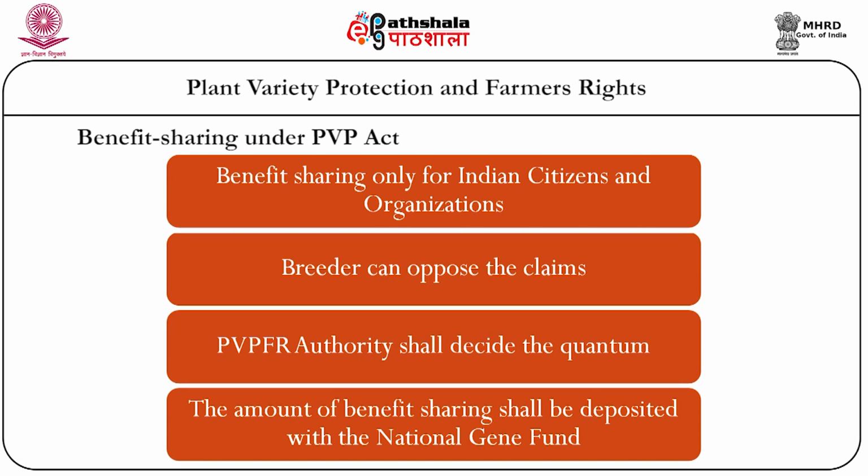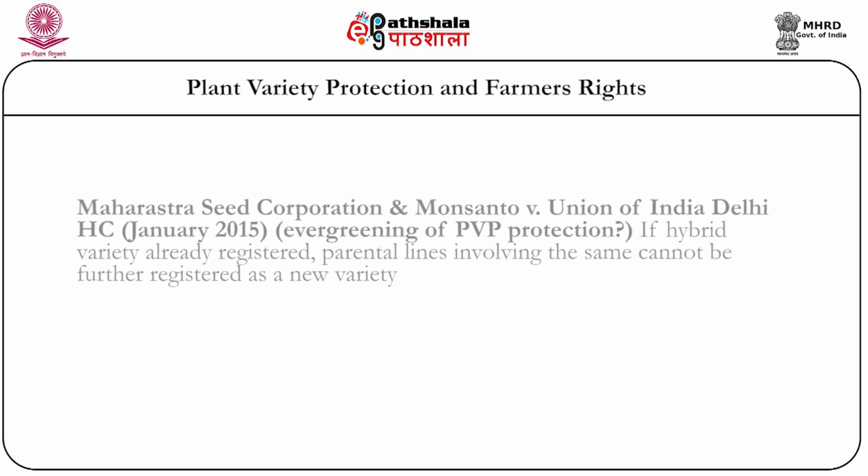Now, there is a very recent case that exposes how breeders have sought to evergreen the protection available under this Act. In Maharashtra Seed Corporation, Monsanto and others versus Union of India, the Delhi High Court in January 2015 had a very important question to answer. The question was, if a hybrid variety is already registered, whether parental lines involving those can be registered under the Act as a new variety. The Delhi High Court denied registration of parental lines based on the argument that such a registration would allow extension of the overall protection available for the variety.